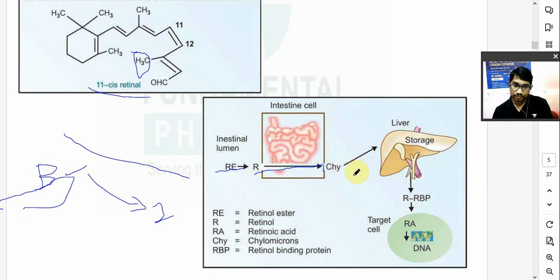So that is a transport protein for vitamin A. A question can come on this: what is retinol binding protein? Transport protein for vitamin A. Now, retinol binding protein, okay.